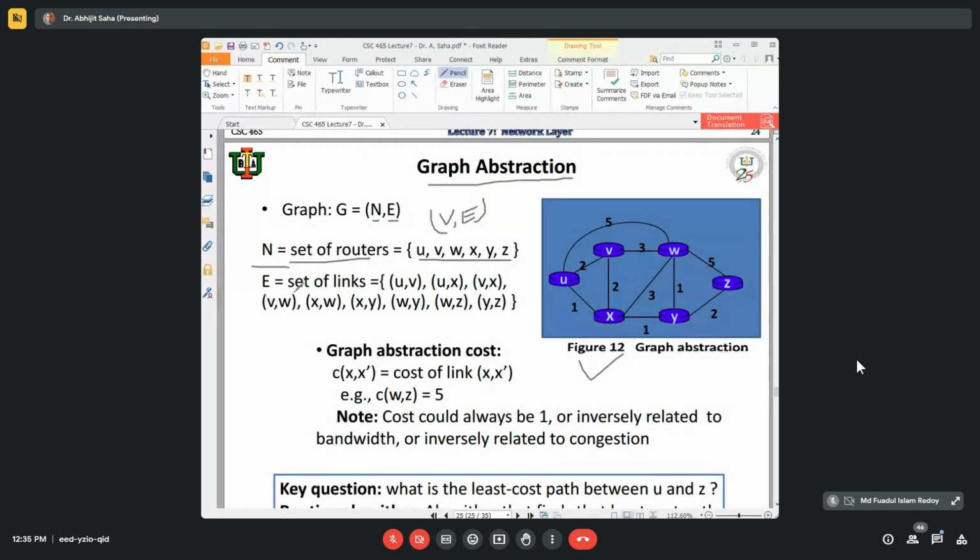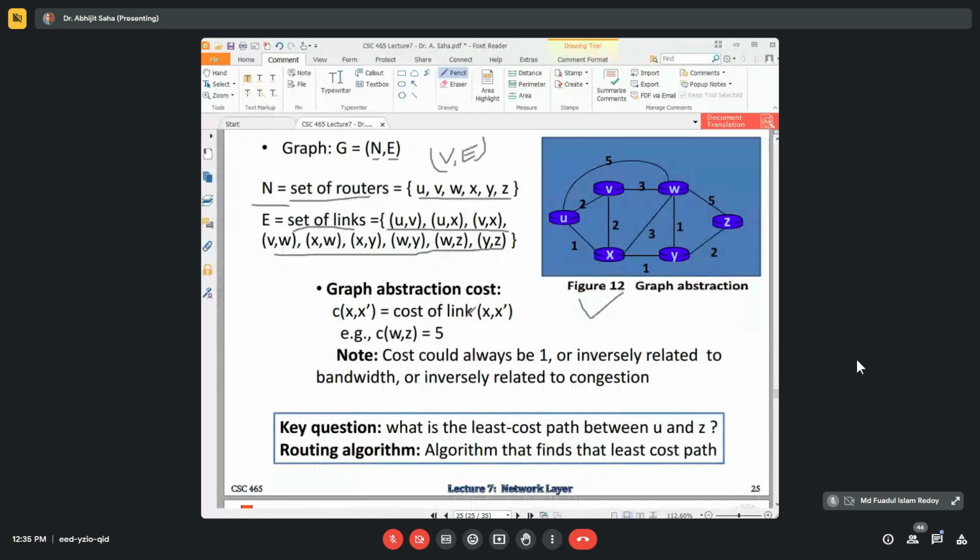And E means the set of links, the edges, that is the connections between two nodes. Like U to V, U to X, V to X, U to W, W to Y, X to W, W to Z, Y to Z. All these links are considered as E.